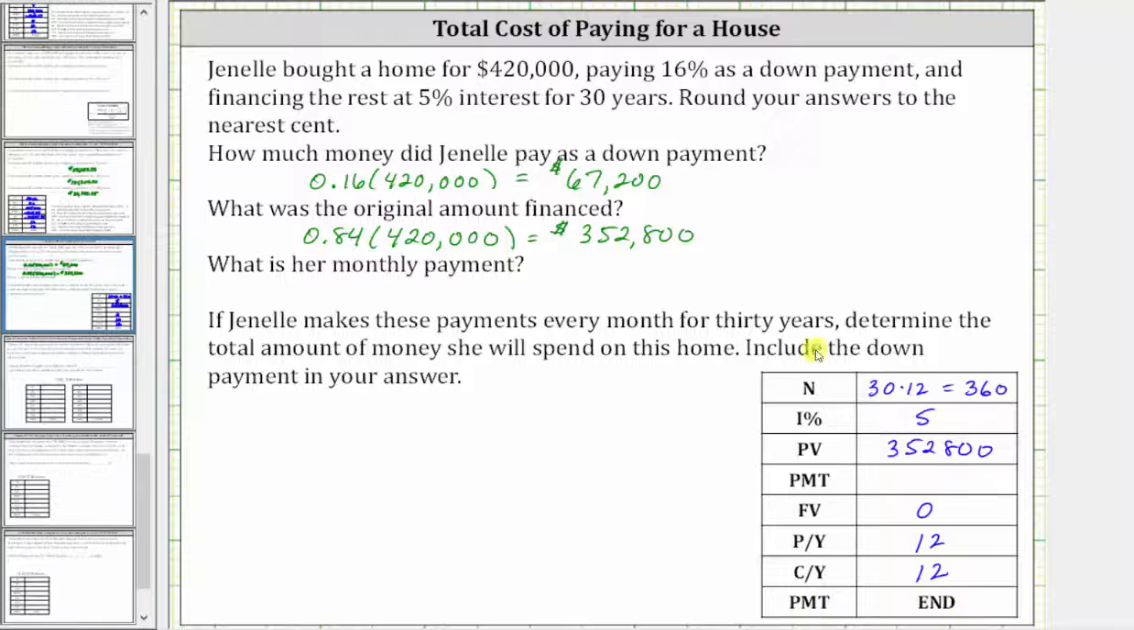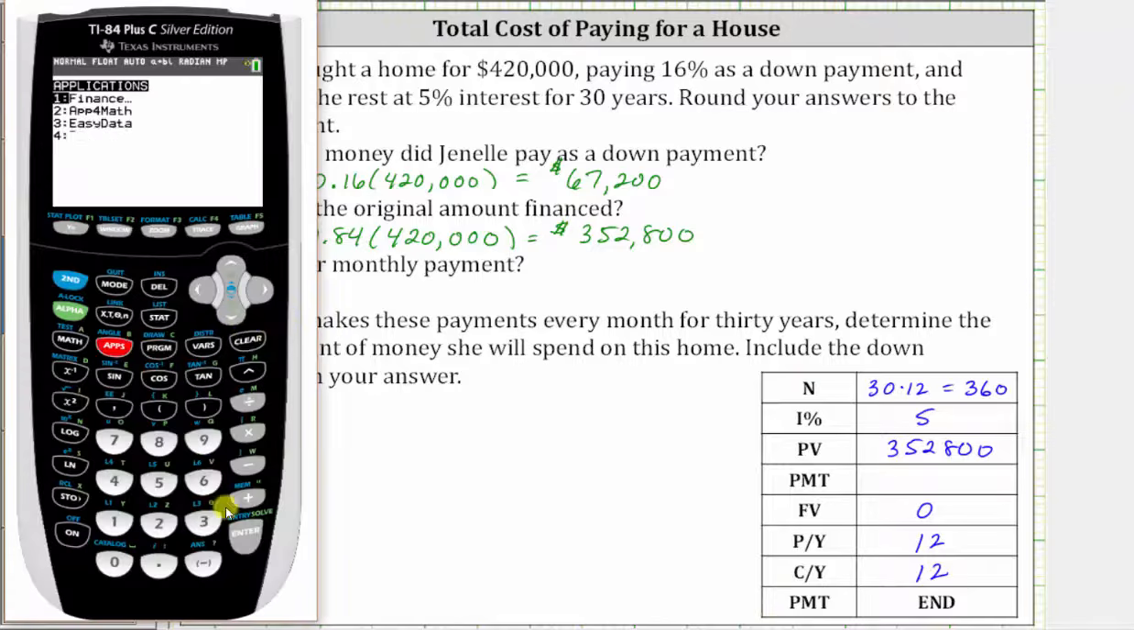And now we go to the calculator. We press apps, enter, enter, and enter the information. N is 360. Enter. I% is 5. Enter. Present value is $352,800. Enter. We are solving for the monthly payment, so we'll come back to this. Enter. Future value is 0. Enter. And payments per year, compounds per year are already on 12, and the payment is set on end.